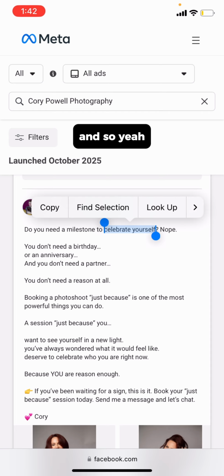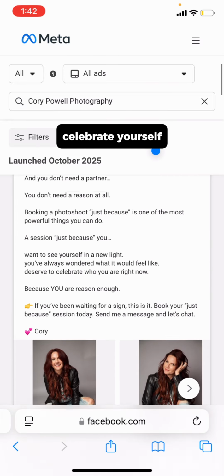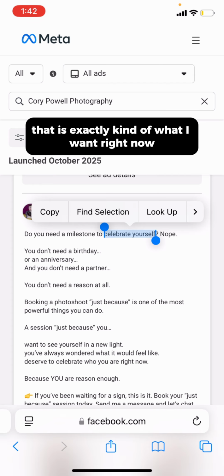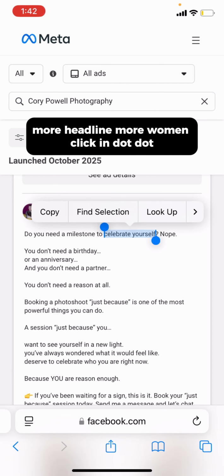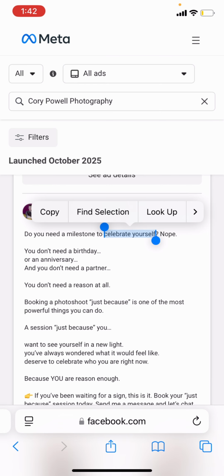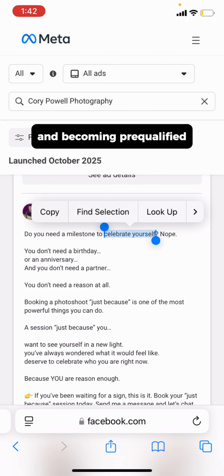And so, yeah, we got the positive here. So good. Someone scrolling on by, they say, celebrate yourself. Let me see what they got. That is exactly kind of what I want right now. It's got more women coming up, reading our See More headline. More women clicking see more to open our full ad copy, which means more women will be reading our full ad copy and becoming pre-qualified.